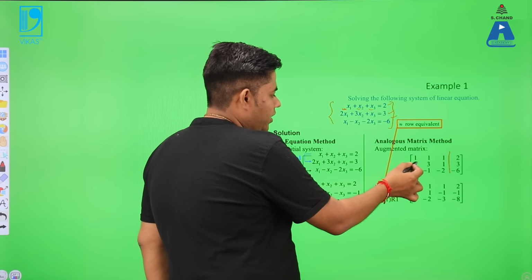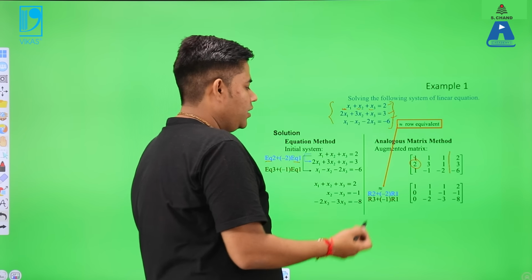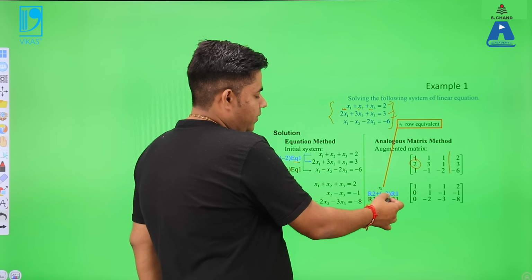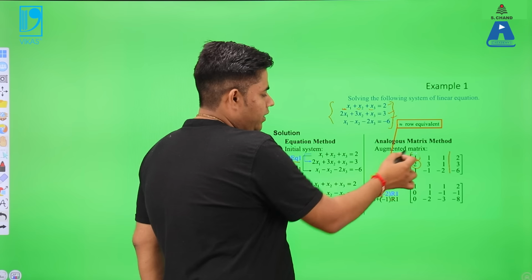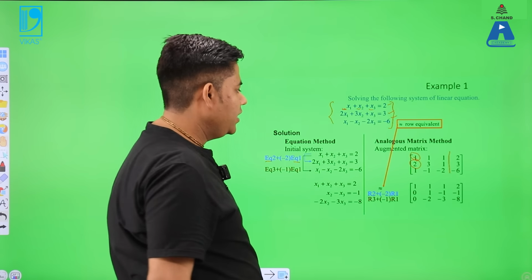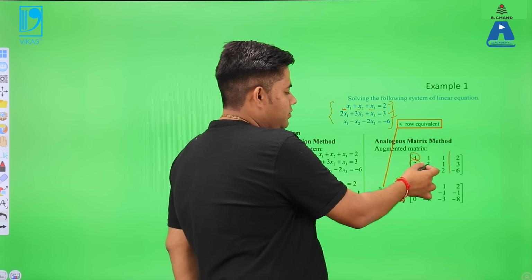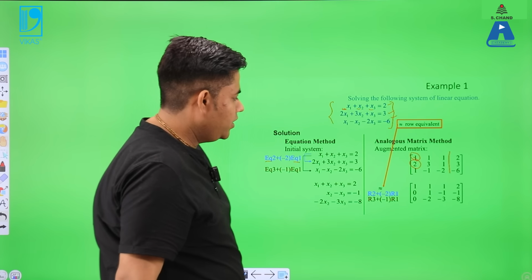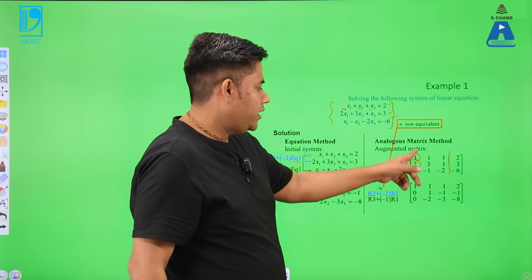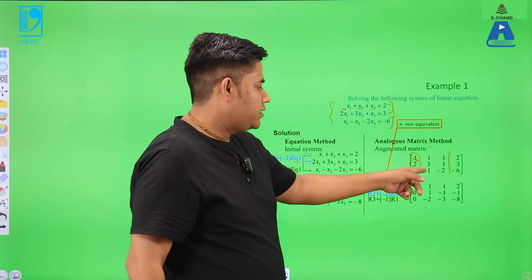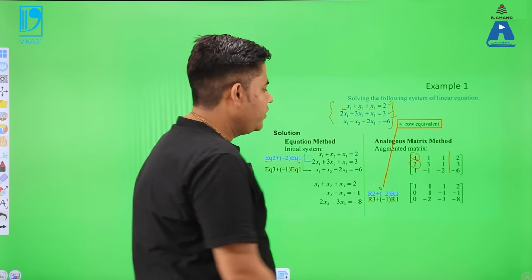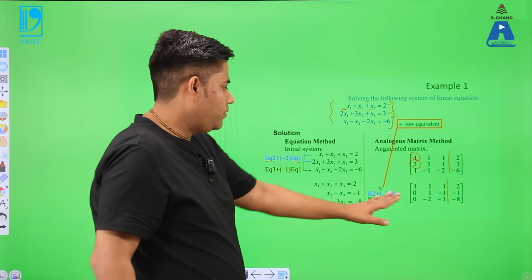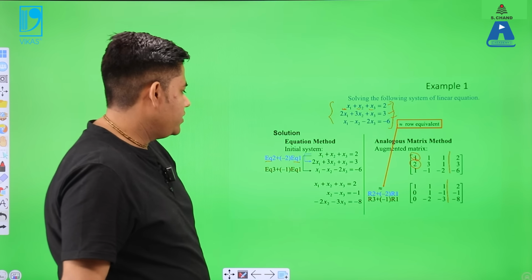So what am I doing here? I need to make this 2 a 0. So I'll use the operation R2 changes to R2 minus 2R1. I'll multiply the first row by 2 and subtract it from the second: 2 minus 2 into 1, 3 minus 2 into 1, 1 minus 2 into 1, and get these elements. Similarly for the next, R3 changes to R3 minus R1. I need to subtract here also, and here I'll get the elements. I'll get the same elements when these two operations are performed.